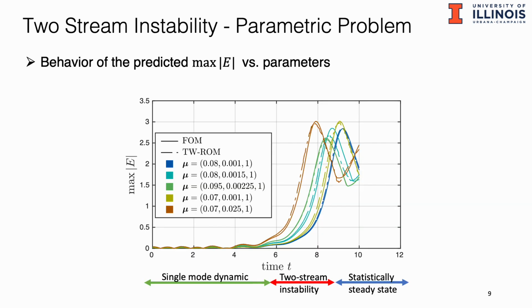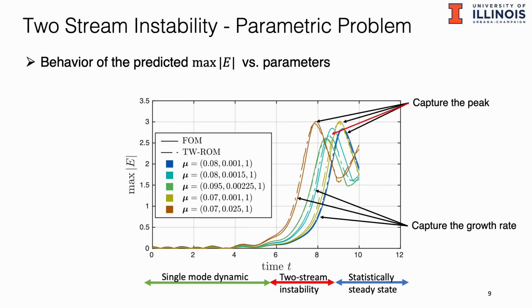We further look into the behavior of the predicted maximum absolute value of E by the tensorial time windowing ROM. The solid line is the forward model, and the dashed line is the reduced order model. We find they can not only capture the growth rate but also capture the peak value.